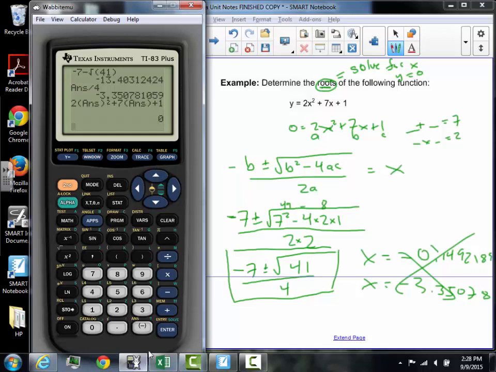So I'm going to do the other one real quick. If I go minus 7 plus root 41 and then divide by 4, my other answer was this guy right here. So we try the same thing. 2 answer squared plus 7 answer plus 1. And if you guys have calculators that go back up, you can literally go back up and just select that number.